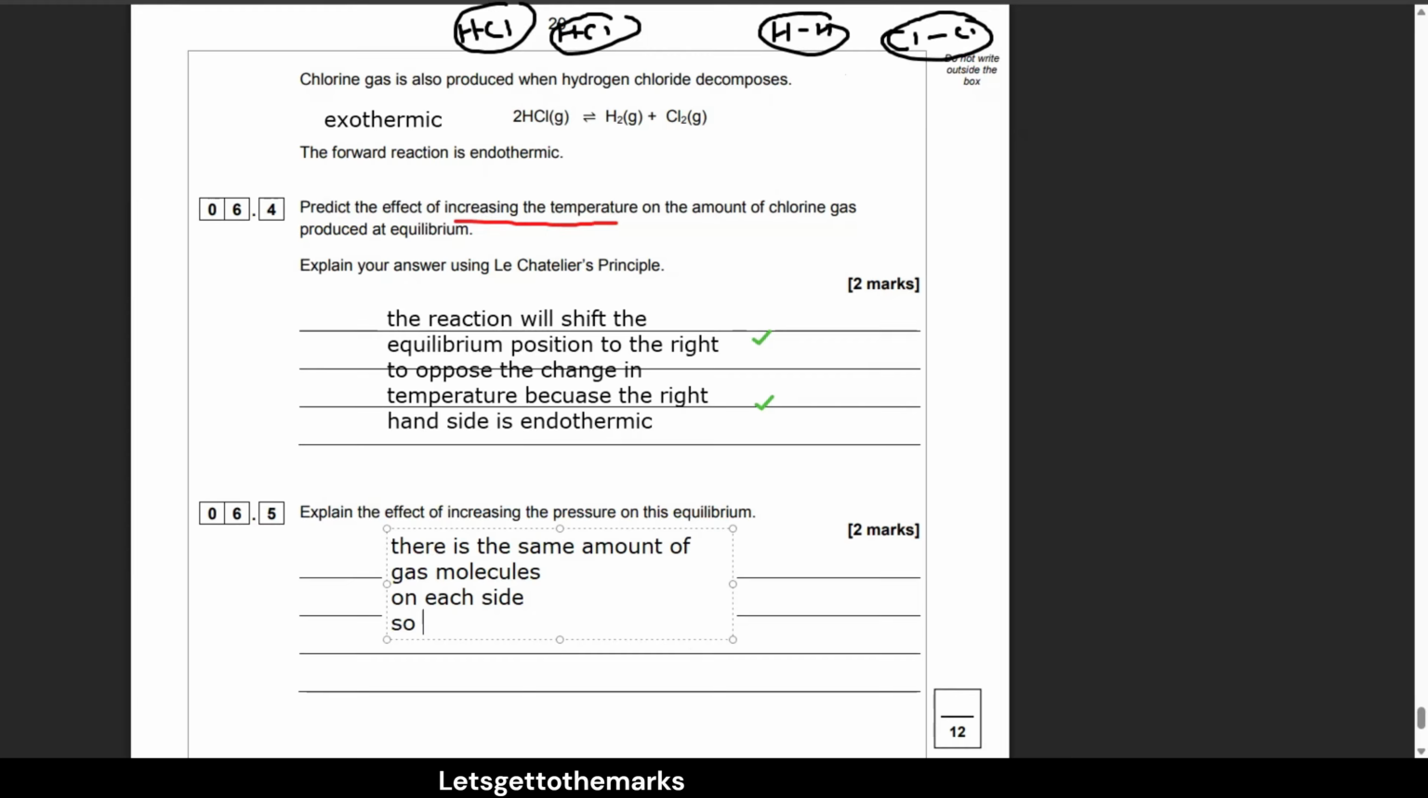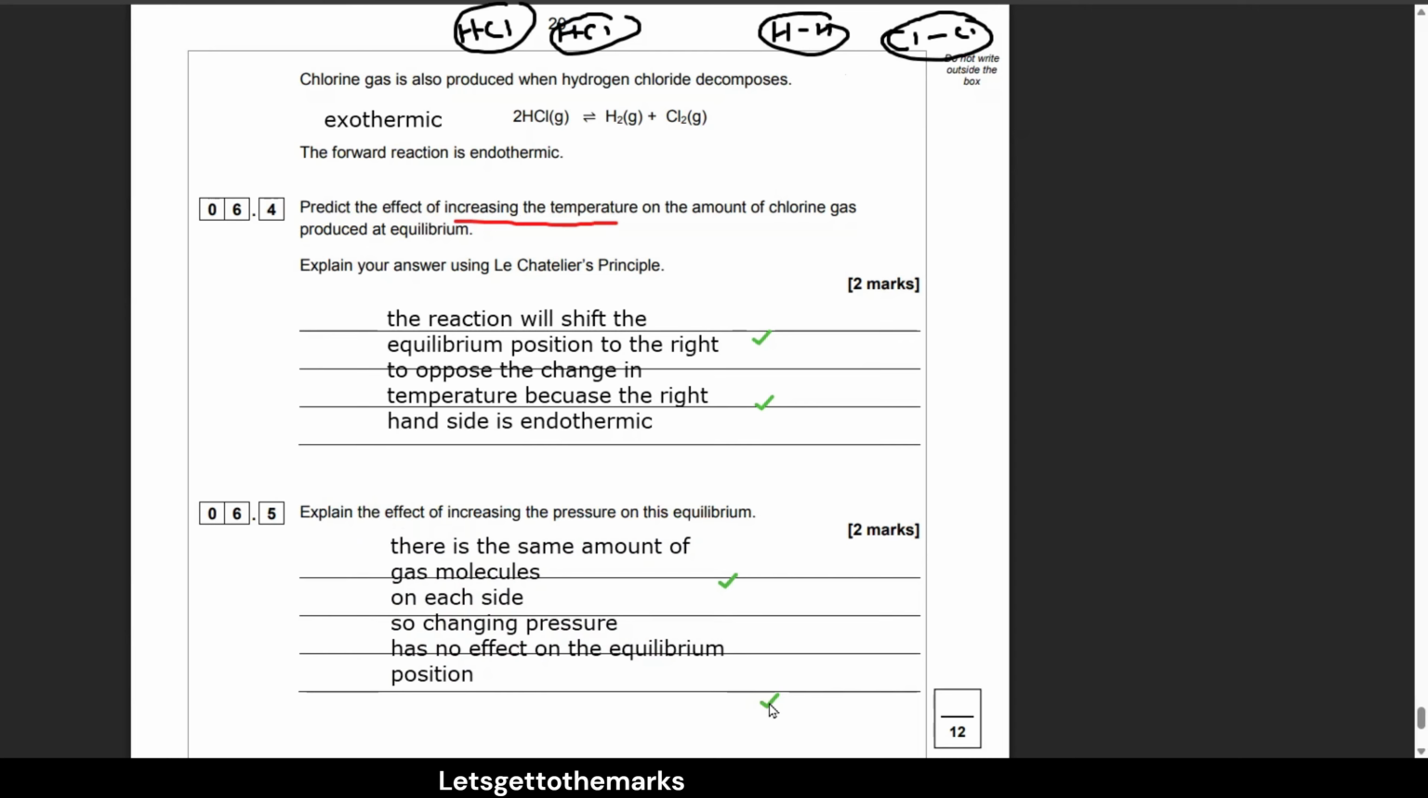So changing pressure doesn't matter whether it's up or down. They've said up here, but changing pressure has no effect on the equilibrium position. Now, this is really important. You might be like, oh, sir, I wrote in my exam, changing the pressure has no effect on the reaction. Why did my teacher not give me the mark?